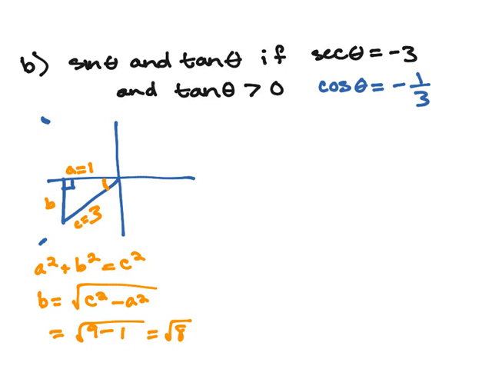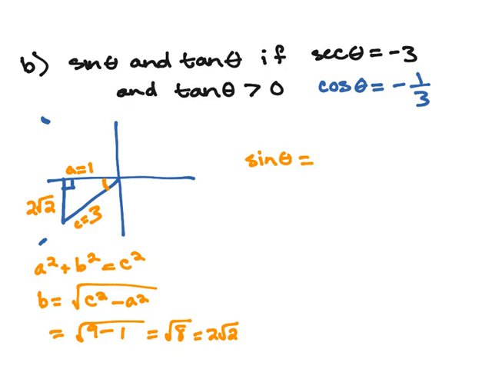And 8 can be simplified. Right? 8 is 2 times 4. 4 is a perfect square. So we can rewrite that as 2 times the square root of 2. Alright, so that's my side length B I'm going to put over here, it's 2 root 2. Okay, so we've got all of our side lengths.